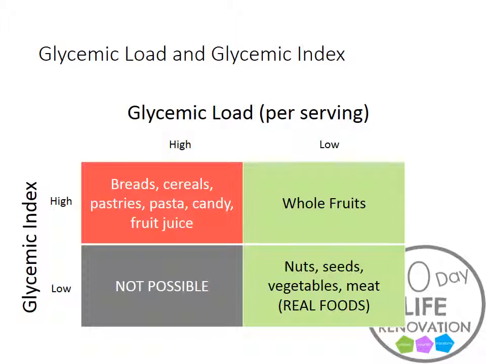And then foods with a low glycemic index and a low glycemic load are things like nuts, seeds, vegetables, meat, things that don't really have a lot of sugar in them and don't really cause that spike in insulin, or blood sugar, I should say.